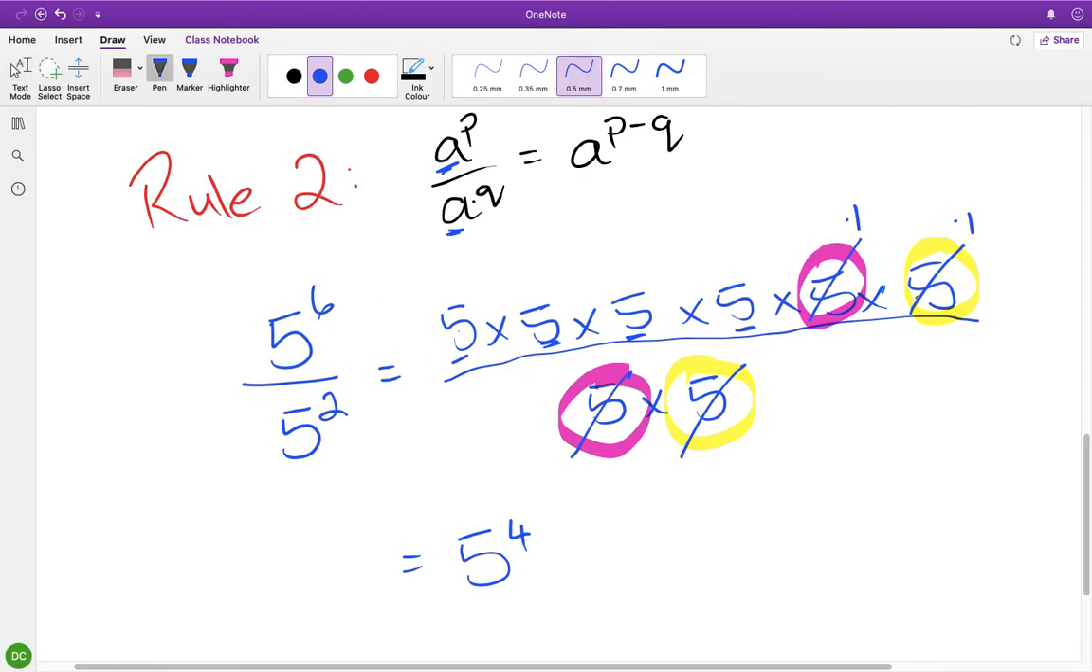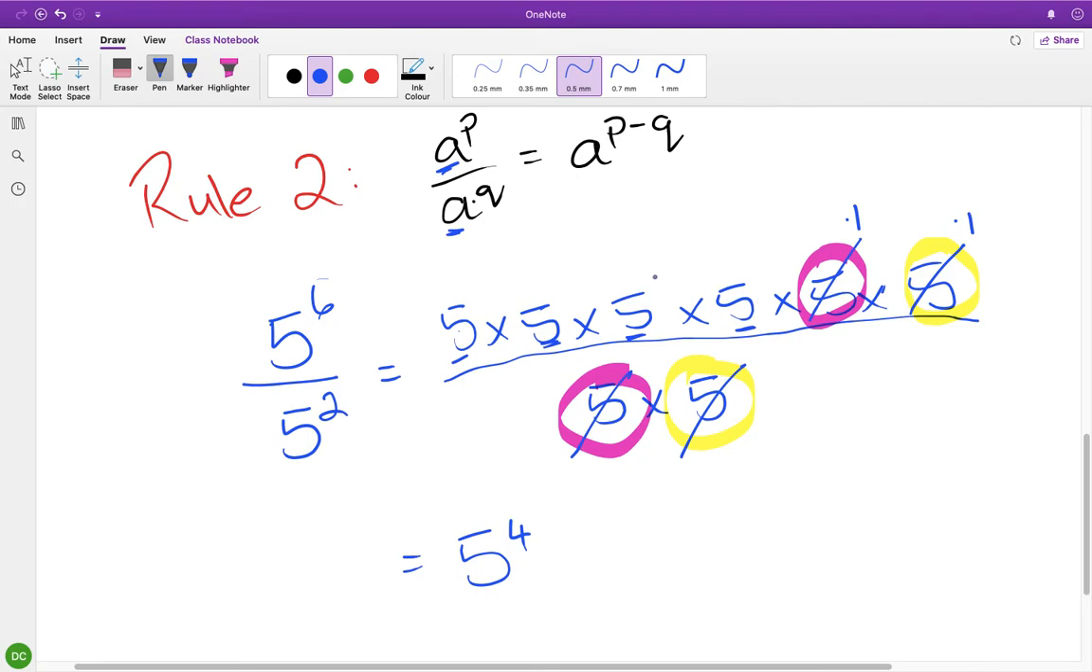So I did 6 5s up on top because the 5 was to the power of 6. And then at the bottom I only had 2 of them. And then one of the 5s in the bottom pairs with one of the 5s in the top, and 5 divided by 5 is 1, so they cancel out. And same then, we had another one on the bottom which paired up with 1 on the top, and 5 divided by 5 is 1, so they're cancelled. So I was left with 4.